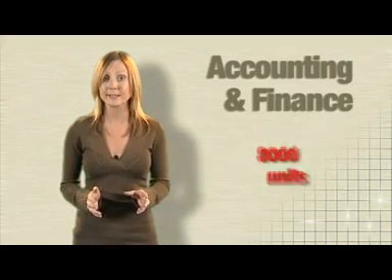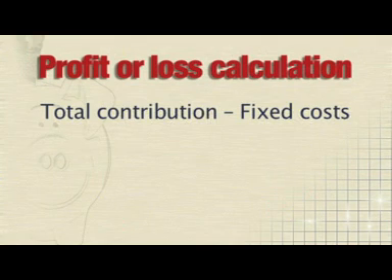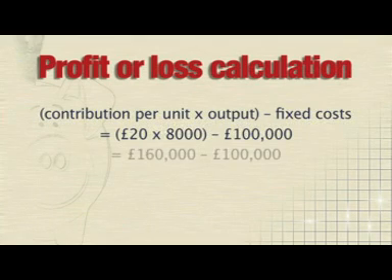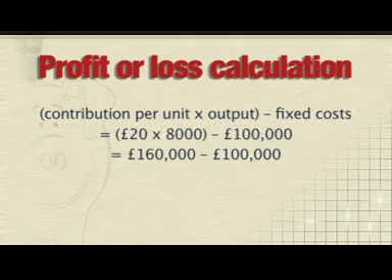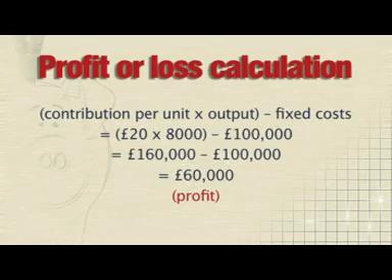Now you have a go. This time, work out the profit or loss at 8,000 units. How'd it go? Your calculation should look like this. So that would be £20 times 8,000 minus £100,000, which is £160,000 minus £100,000, which gives £60,000 profit. Is that okay? If you're confused, go back and look at this bit again.